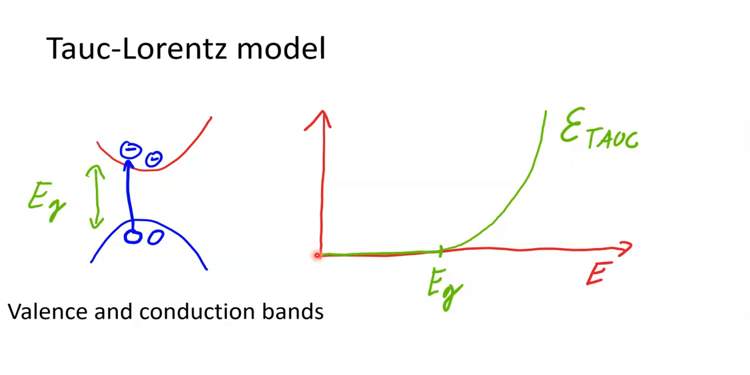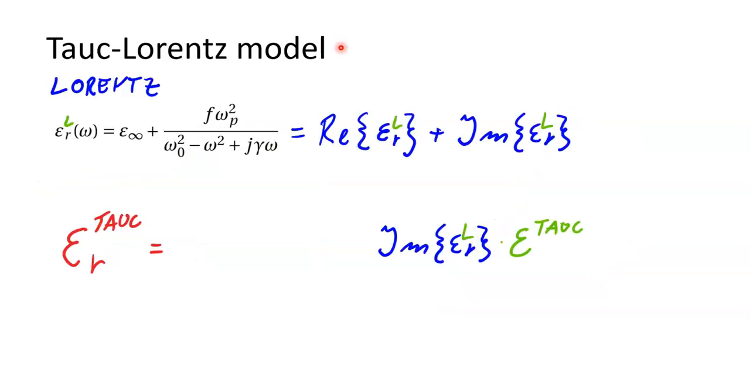which is 0 below the bandgap and increasing above the bandgap. To derive a Tauc-Lorentz model, the classical Lorentz model is separated into its real and imaginary parts. The imaginary part is modified by multiplying with a Tauc function. It is then describing lossless material below the bandgap, but with losses above it.